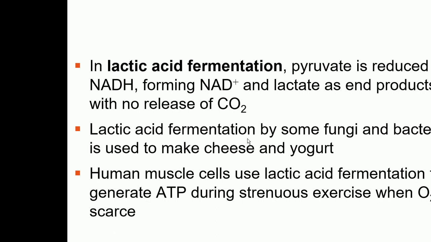Human muscle cells use lactic acid fermentation to generate ATP during strenuous exercise when oxygen is scarce. Because the amount of energy the cell needs is high, the input of oxygen is not that much. So in that situation, the cells undergo lactic acid fermentation because it is quicker, but it gives less energy. Lactic acid fermentation is also used by some fungi and bacteria for making cheese and yogurt.